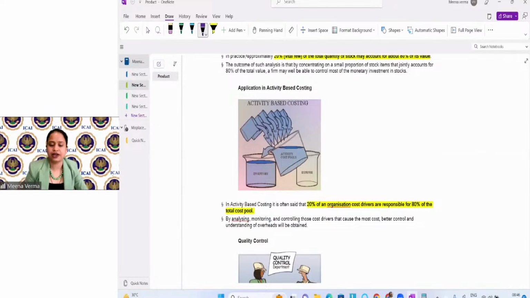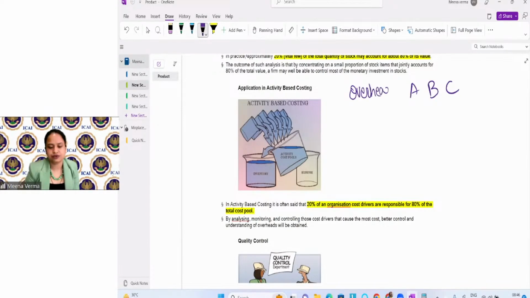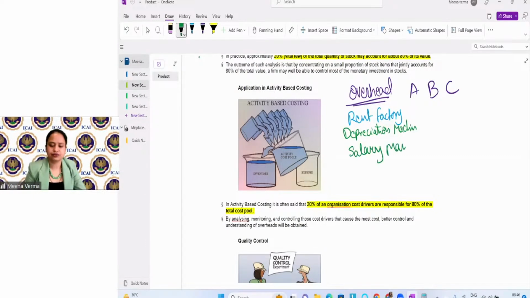For example, I have 3 different products, A, B, C. My company is selling these products and my organization has overhead cost. What are the overhead costs my company is having? For example, the rent of factory, then depreciation on machine, salary of manager, canteen expenses.